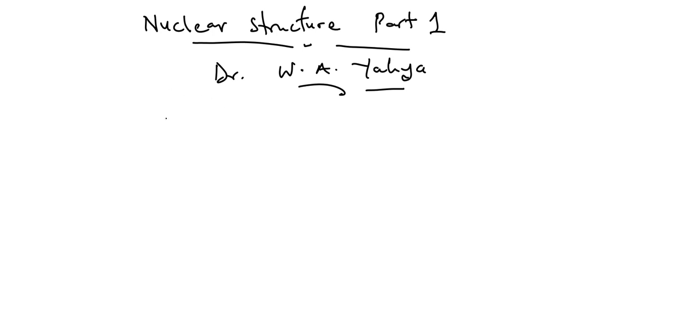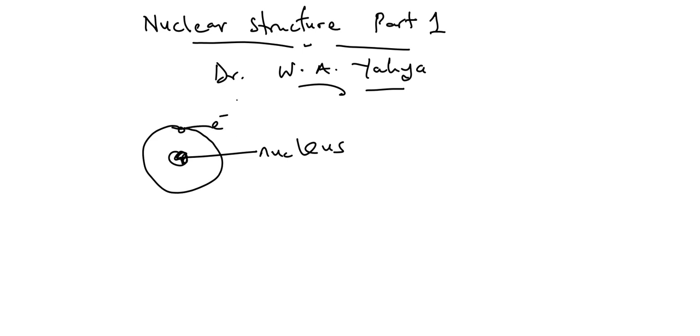According to Rutherford's interpretation of the experiment by Geiger and Marsden, we said that the atom is made up of a nucleus, and that there are electrons revolving around the nucleus. And of course, we talked about some of the limitations of Rutherford's interpretation of the structure of the atom. Anyway, today we are interested in the nucleus.